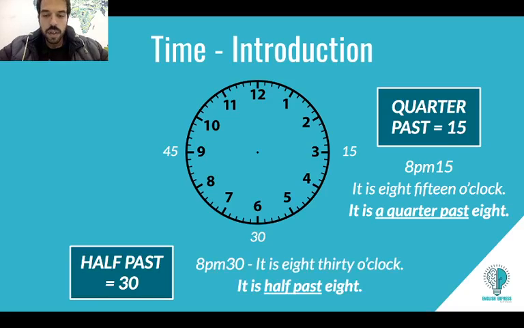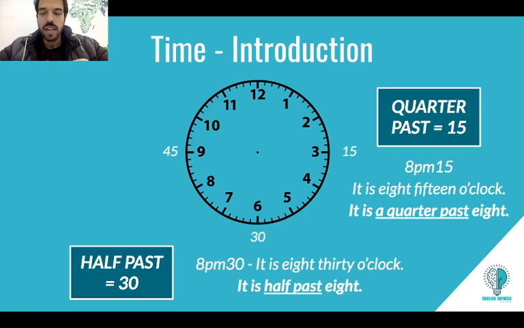8:30 p.m. It is 8:30 o'clock. This is the informal way of talking about it, okay? The second way is the formal one. It is half past 8.